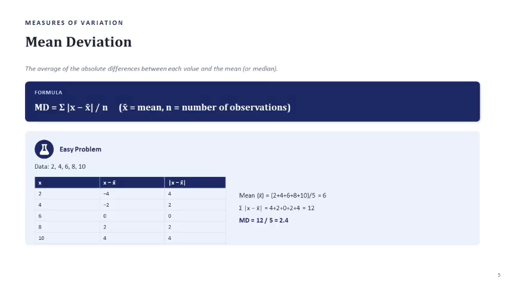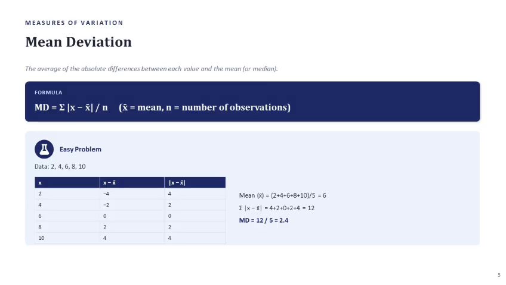Now we have to consider the second column, X minus X bar. As we know already, X bar is equal to 6. We have to consider the first element as X minus X bar, that is equal to 2 minus 6, which is equal to minus 4. The second element, 4 minus 6, is equal to minus 2, and so on.